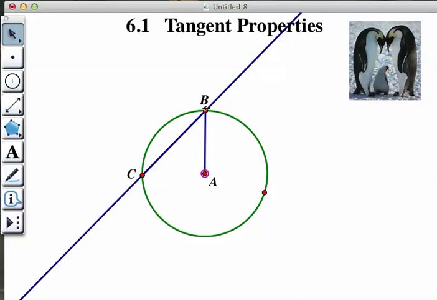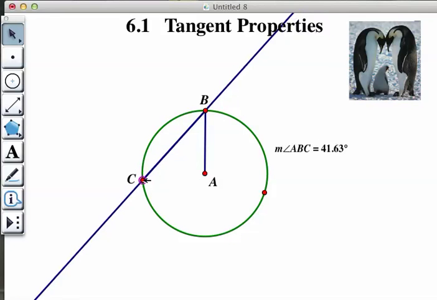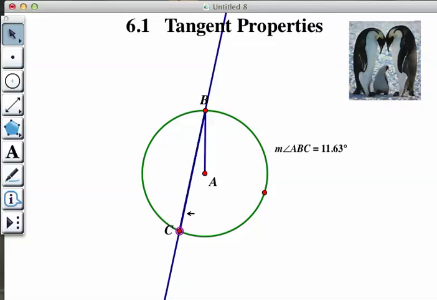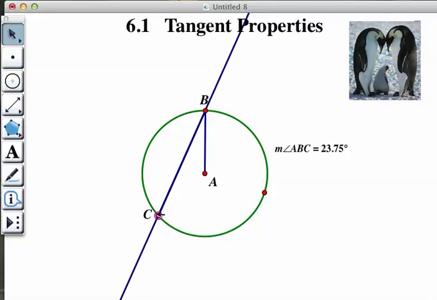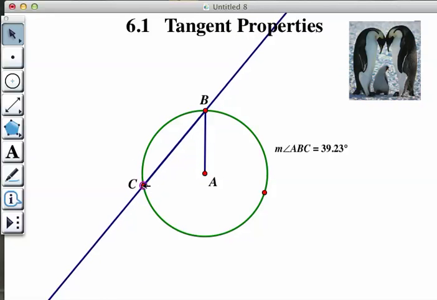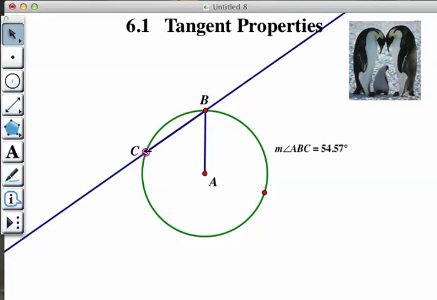Let's check out what happens if I look at the measure of angle ABC. So I've got angle ABC. Right now it's 44 degrees. But if I bring C down here, the angle gets a little bit smaller, and it gets smaller and smaller. The angle is about 11 degrees here, 11 and a half. Well, let's see what happens if I can get further away from B. I could also get closer to B. And as I move around the circle and get closer to B, my chord gets smaller, and my angle gets larger.